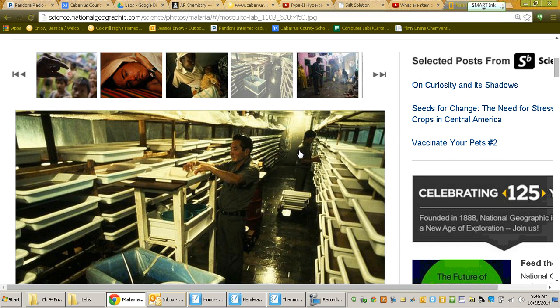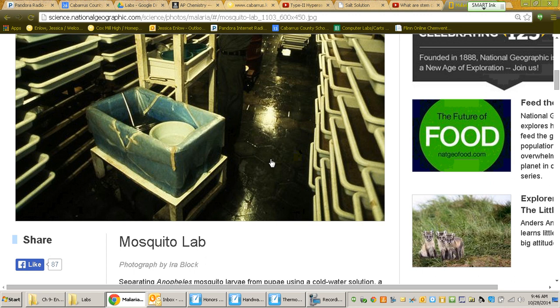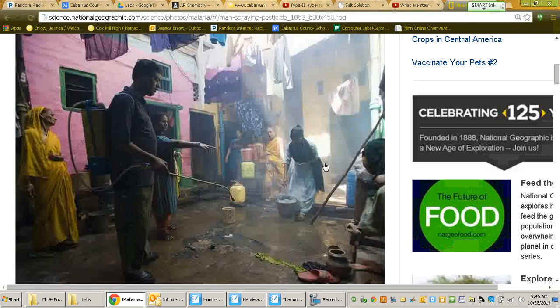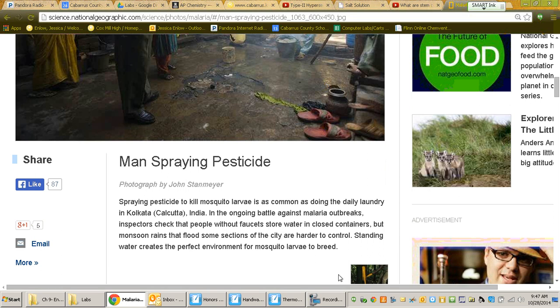That's what they're trying to do, but mosquitoes make large amounts of babies at a time, so it's kind of hard. They're sterilizing all the mosquitoes. And what is this? Spraying pesticides, so you guys see. All right, questions on malaria?